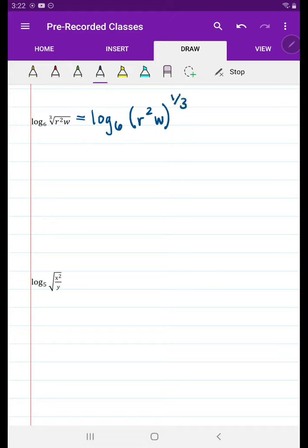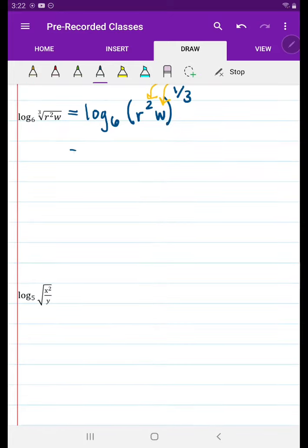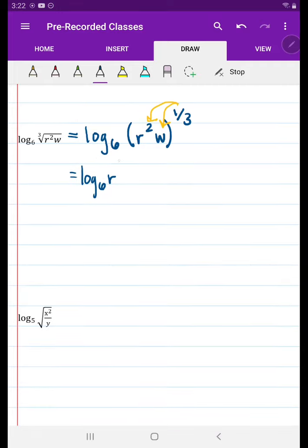Okay? And then what I'm going to do is take this 1/3 and distribute that to the exponents on the inside. So I'm going to give every single piece its separate exponent. So then this is going to turn into log base 6 of r to the 2/3, right? Because it's 2 times 1/3, and then w to the 1/3 because that's 1 times 1/3. Okay, so now every piece of the argument has their own exponent.